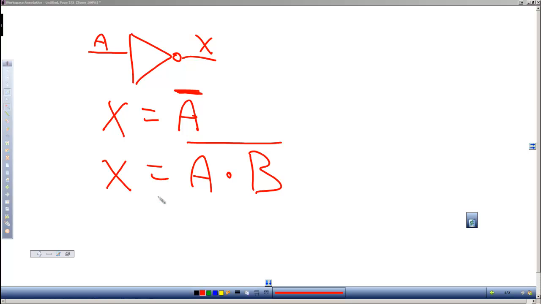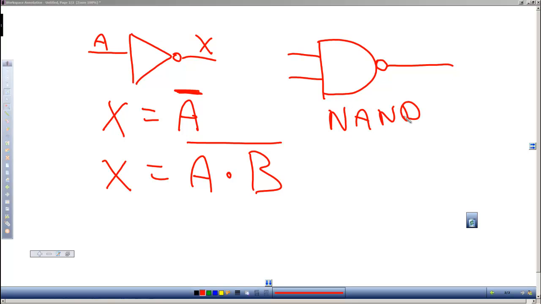And for that, we actually have a special gate. It looks like an AND gate with a little bubble, which we use for the inverter at the end, and we call that a NAND, or negative AND gate.